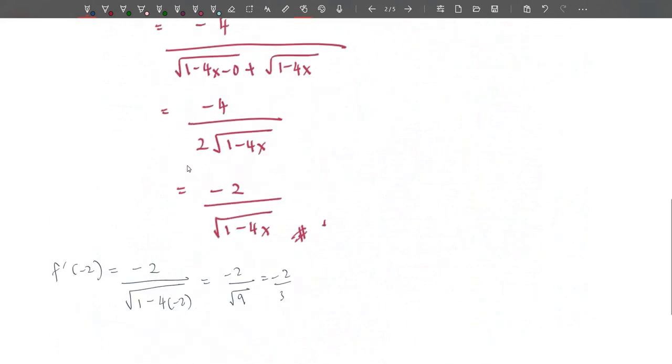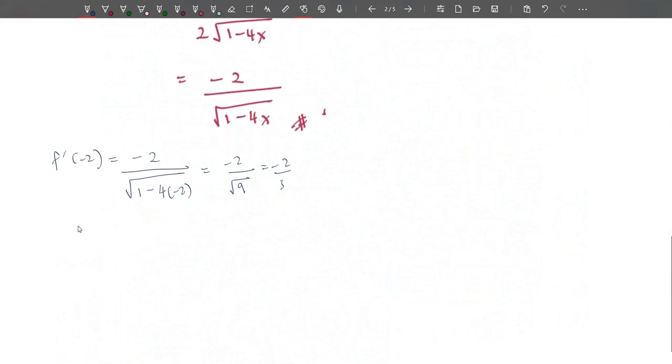And then, if I'm not mistaken, we need to find the equation of the tangent line at x equal to negative 2. So let's say we want to use this formula, y minus y naught equal to m times x minus x naught. But do we have the value of y naught? We don't have it, right? We just have the value of x naught, and m is f prime of negative 2, which is negative 2 over 3, times x minus negative 2. We have the value here, negative 2. But can we find the value of y naught actually?